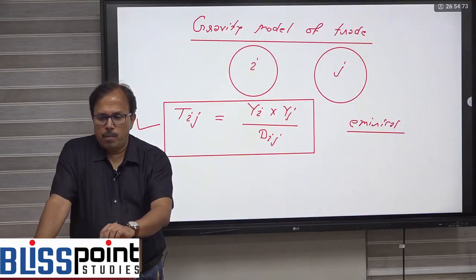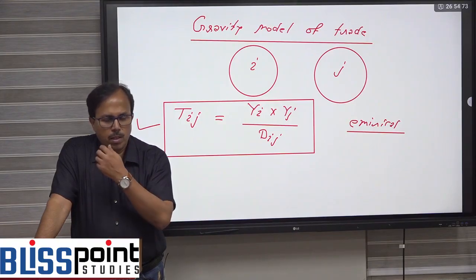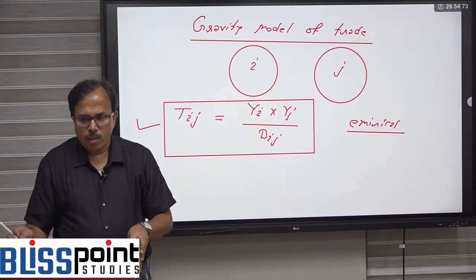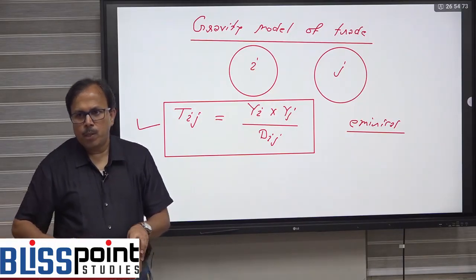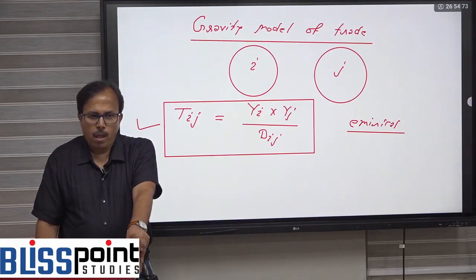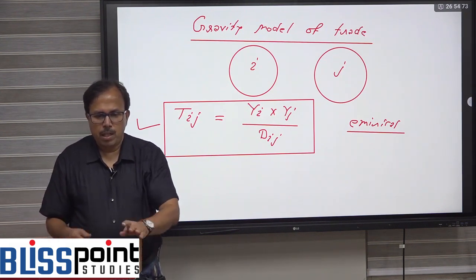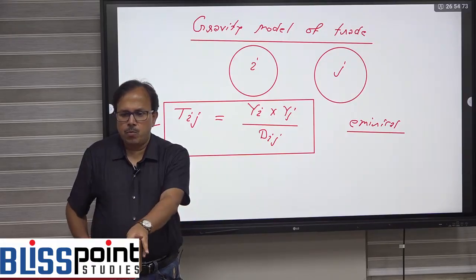So similarly, trade between two countries is proportional to the product of their GDP, and it diminishes with their distance.